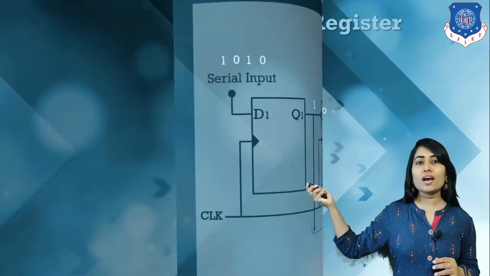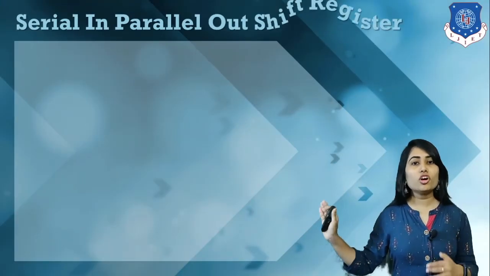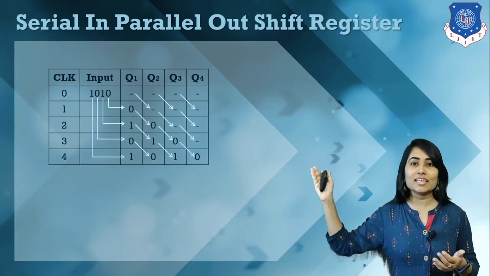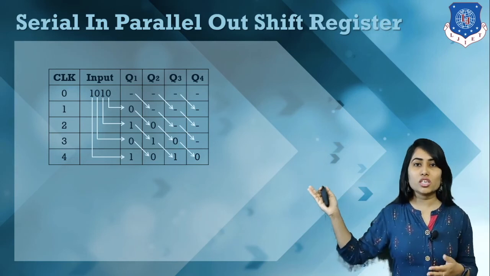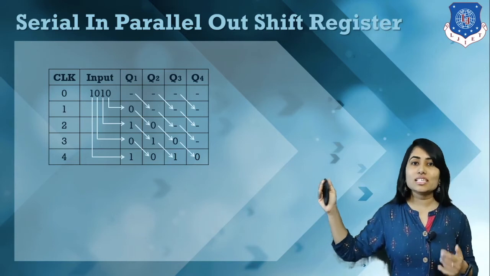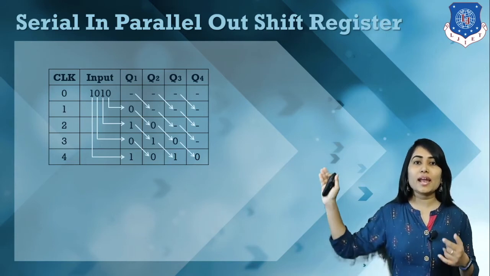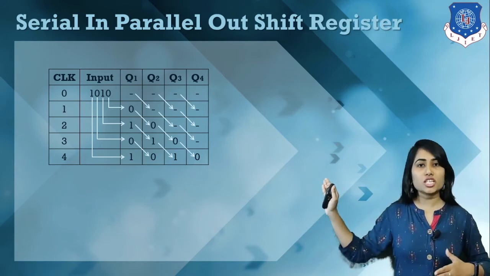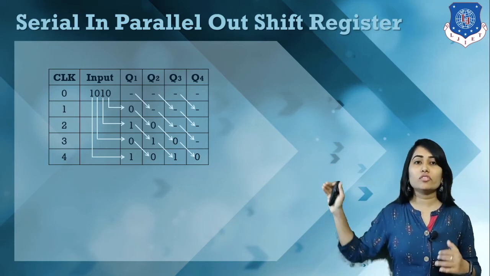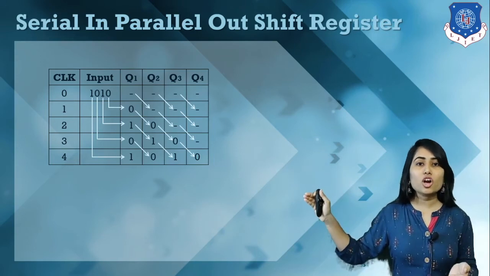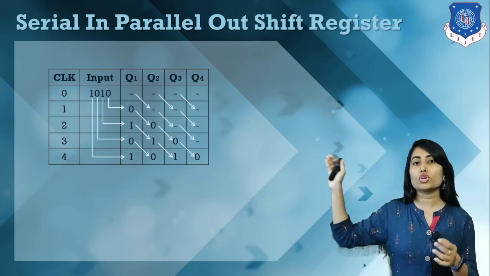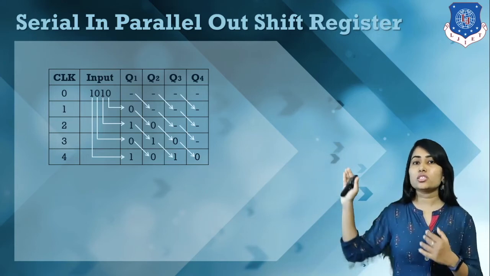Okay, here we have this basic table for the serial in parallel out shift register. So here initially our data is here, then this LSB is entered into Q1 when the first clock pulse is applied. Then for the second clock pulse the next bit is applied and the data of the first flip-flop is transferred over here. So basically at Q2 we have a 0 and at Q1 we have a 1. Then after the third clock pulse the next bit is applied, so here we have Q1 equals 0, Q2 equals 1 and Q3 equals 0.